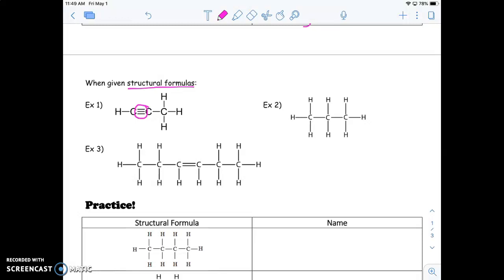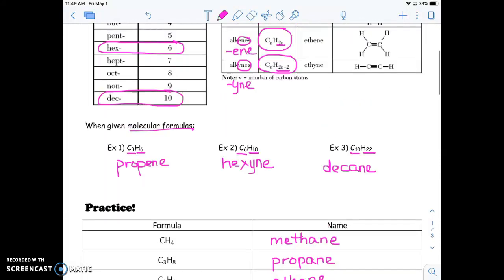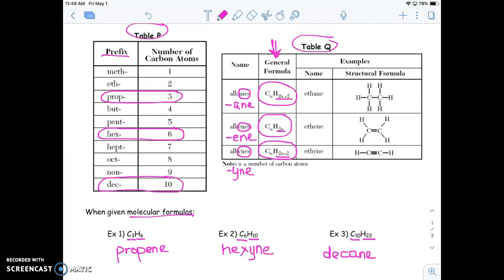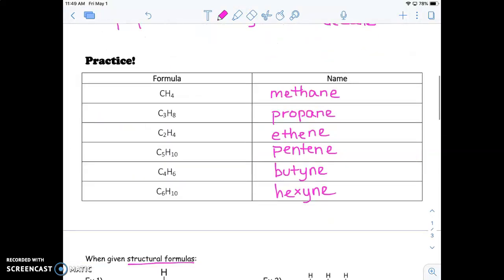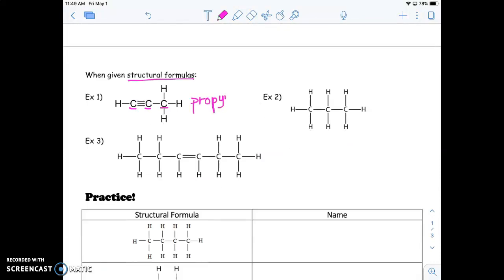So for this first molecule, I still want to worry about the number of C's. I have 1, 2, 3 C's in the compound. So what is the prefix for 3? Prop. And I can literally see that I have a triple bond in the molecule. So if I go back up to table Q, here is a picture of an alkyne, and in this picture is a triple bond. So I know if they show me a triple bond in a picture, it's an alkyne. So what is this going to end in? It's going to end in -yne.